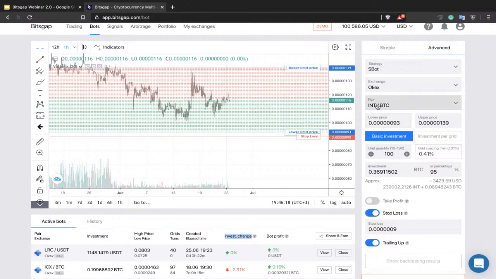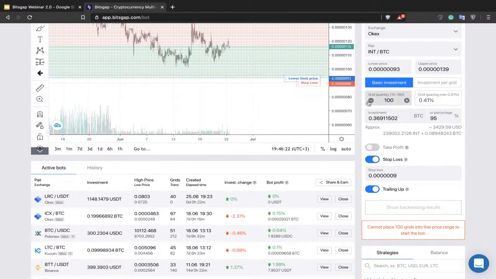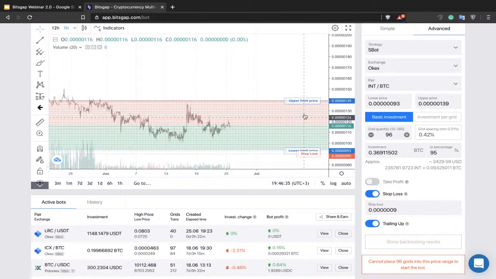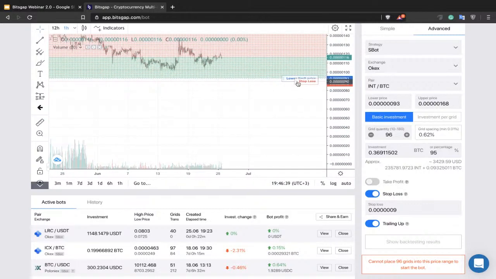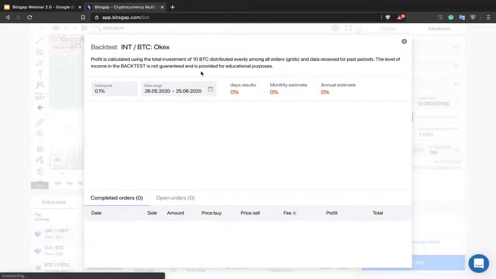So for NG trading to BTC, into this price range to start. Okay, let's just change it a little bit. Let's move the stop loss. And now we can see the show backtest results.